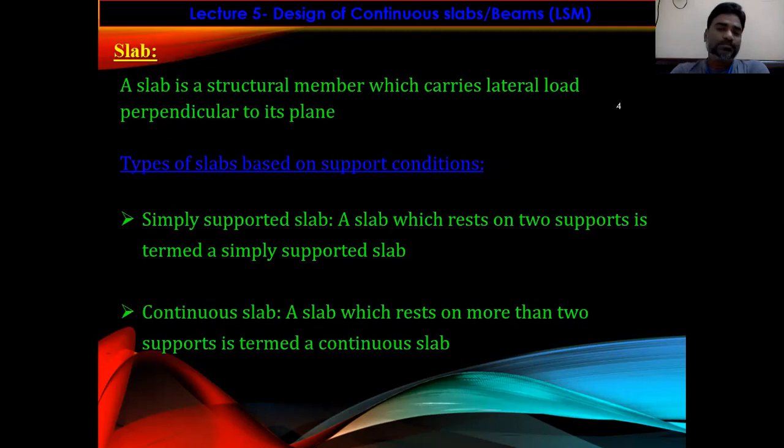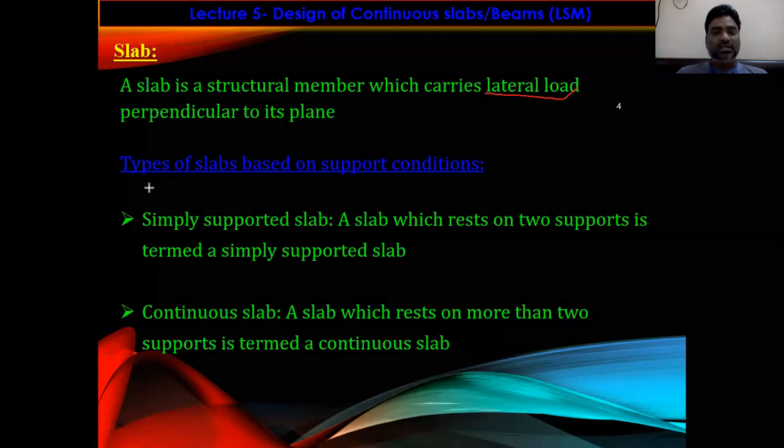Now coming to today's class, before going to the design of continuous beams and slabs, let us rewind what is meant by a slab. A slab is a structural horizontal member that carries lateral loads perpendicular to its plane, and the thickness of the slab is much smaller compared to its length.